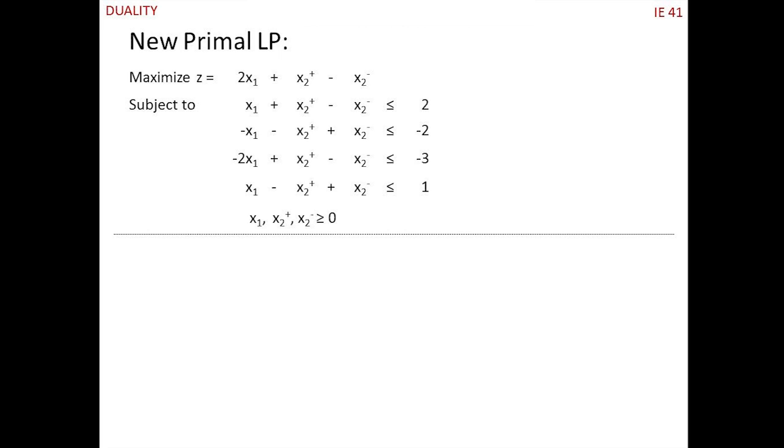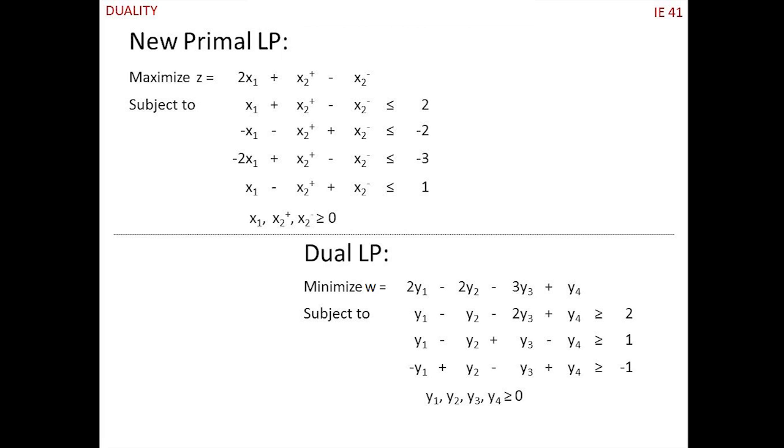From this, we can now get the dual of the max LP by transposing the matrix. Min W is equal to 2y sub 1 minus 2y sub 2 minus 3y sub 3 plus y sub 4, such that y sub 1 minus y sub 2 minus 2y sub 3 plus y sub 4 is greater than or equal to 2. Y sub 1 minus y sub 2 plus y sub 3 minus y sub 4 is greater than or equal to 1. Negative y sub 1 plus y sub 2 minus y sub 3 plus y sub 4 is greater than or equal to negative 1. Y sub 1, y sub 2, y sub 3, and y sub 4 are all greater than or equal to 0.